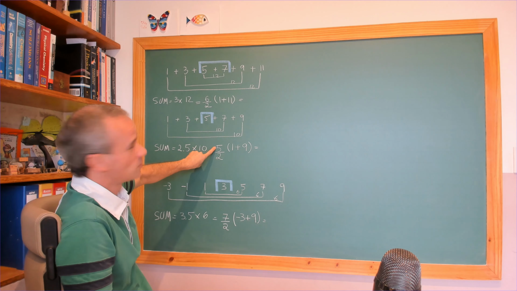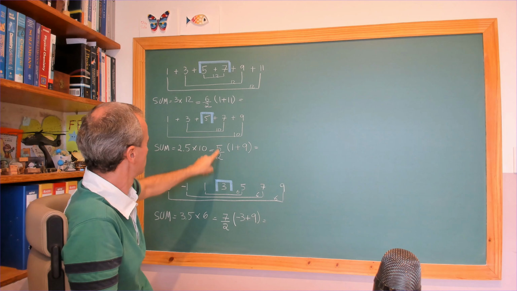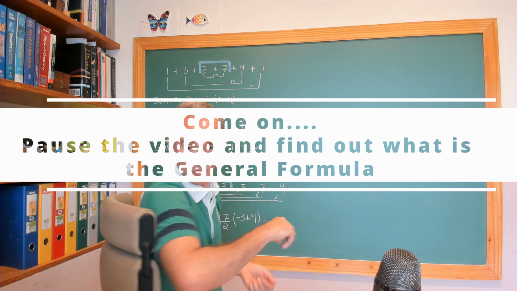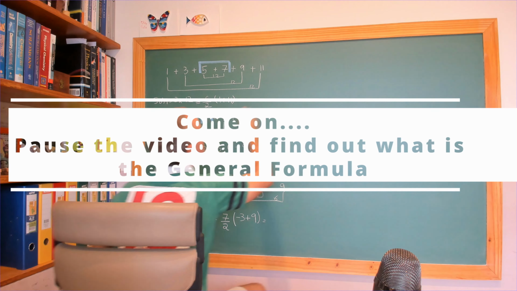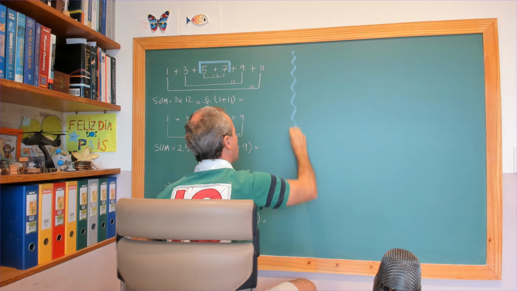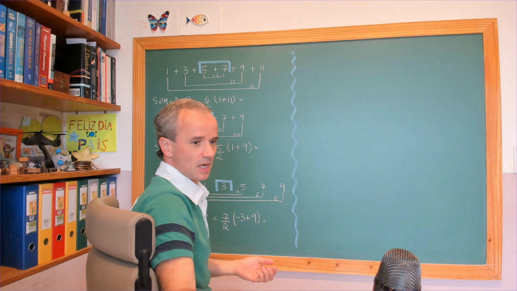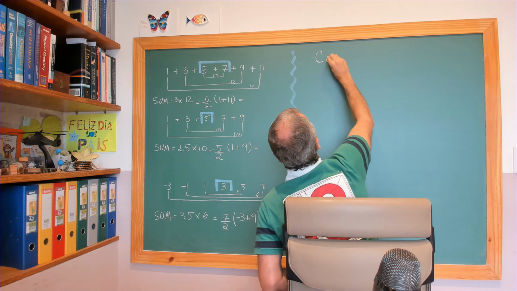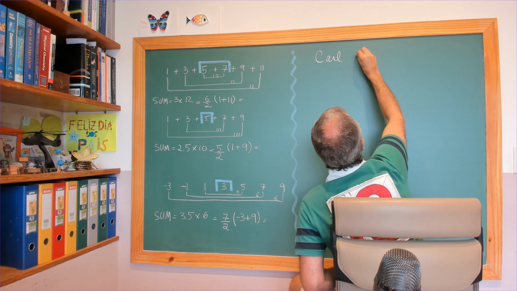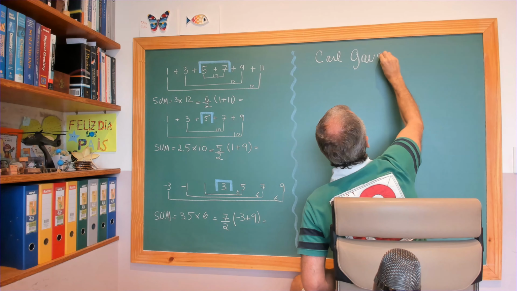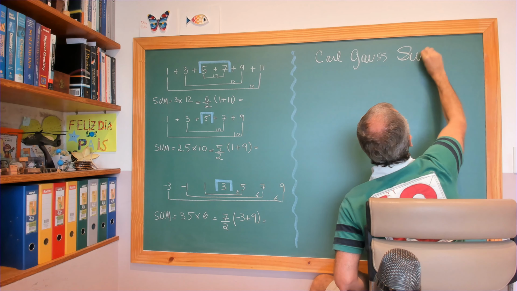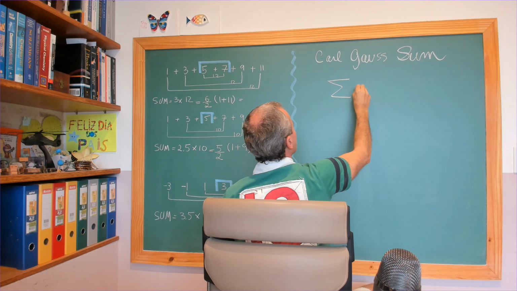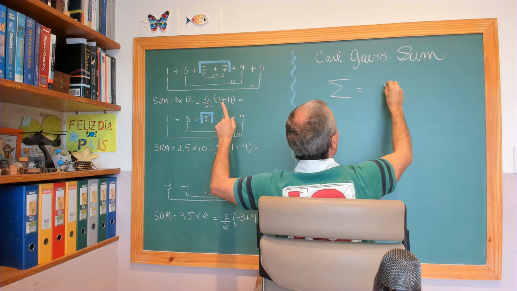Now we have 5, remember? 1, 2, 3, 4, 5. And here we have 7. So if I would put, hey, my chalk. If I would put on a formula, I would put like this. So, Gauss. The sum is going to be what?